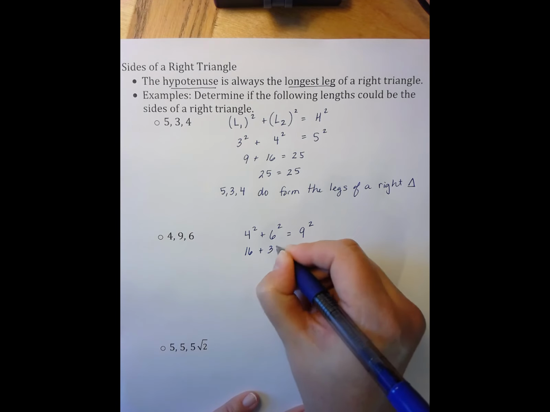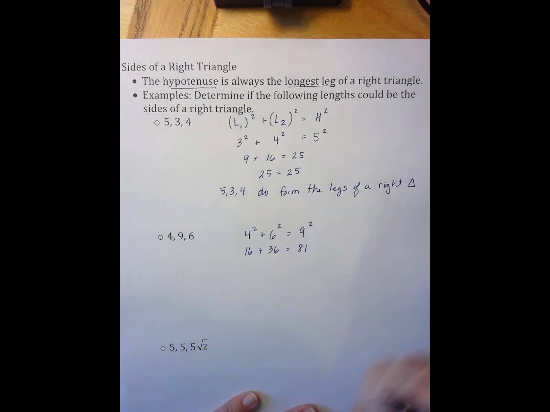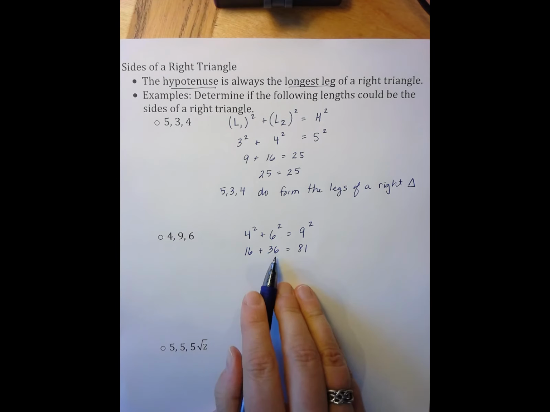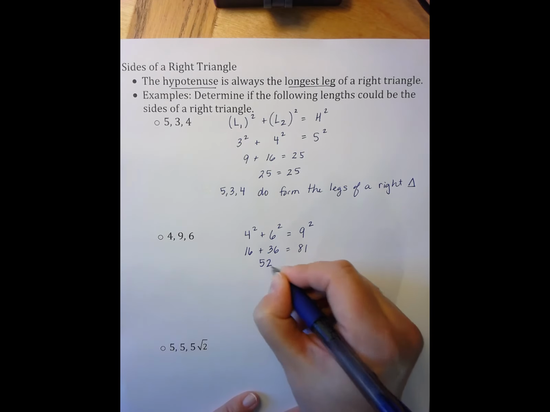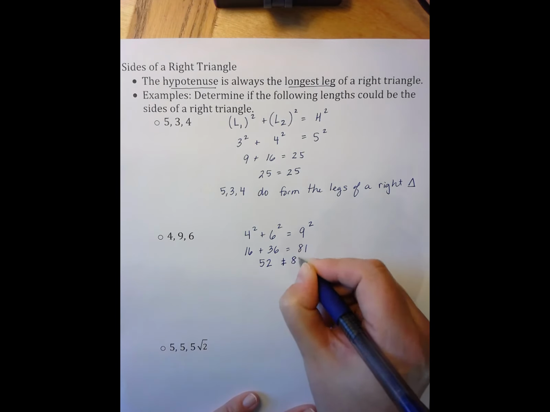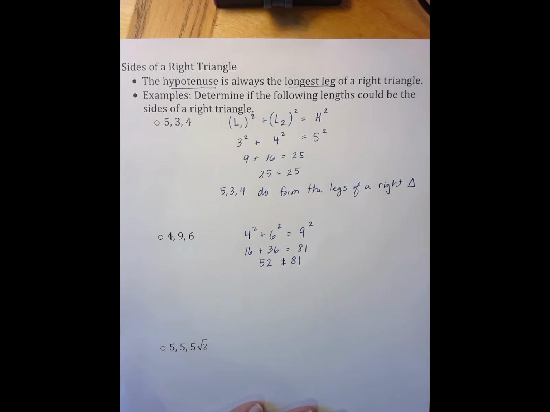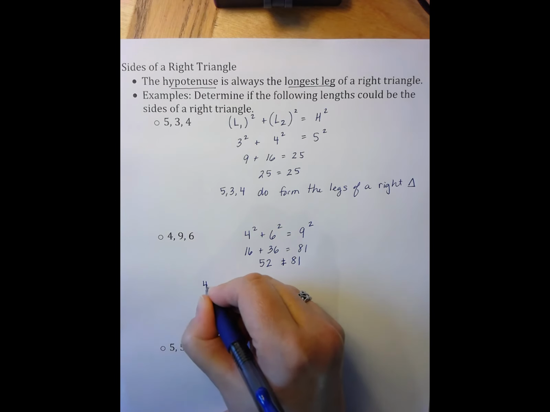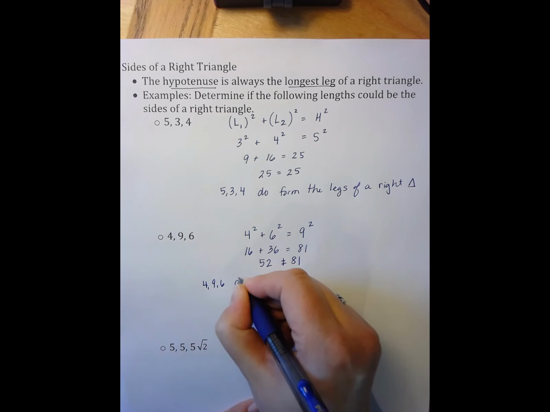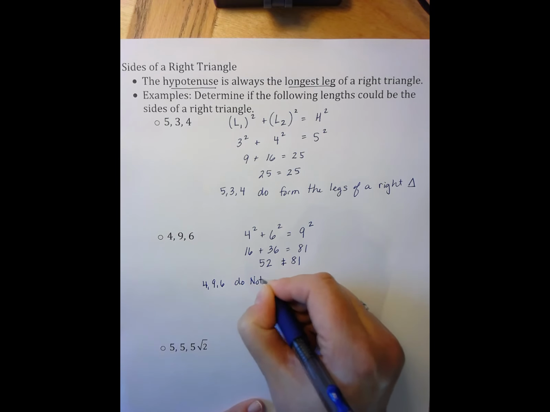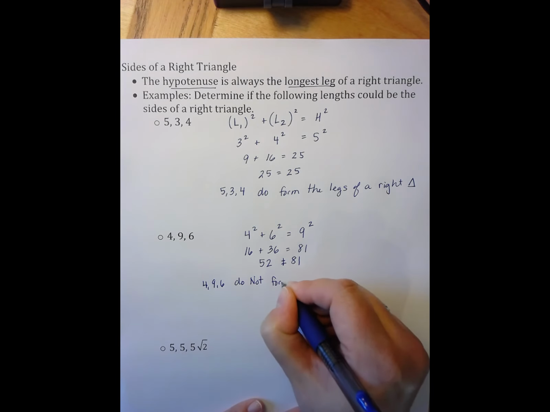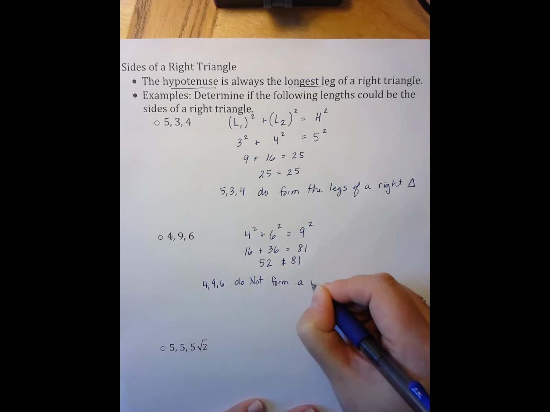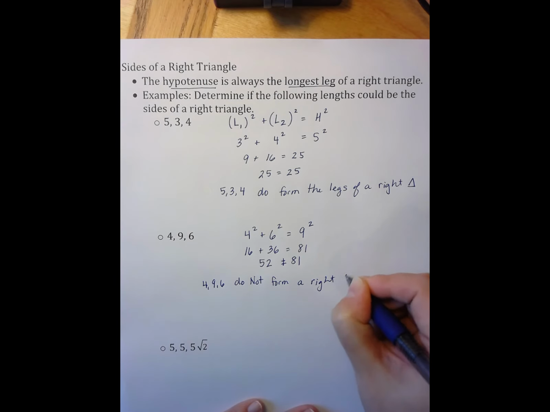16 plus 36 equals 81. 16 and 36 is going to be 52, which definitely does not equal 81. So we would make the conclusion that 4, 9, 6 do not form a right triangle.